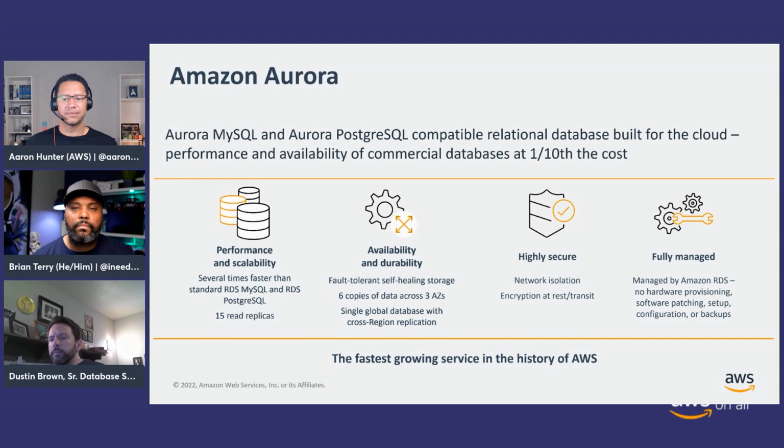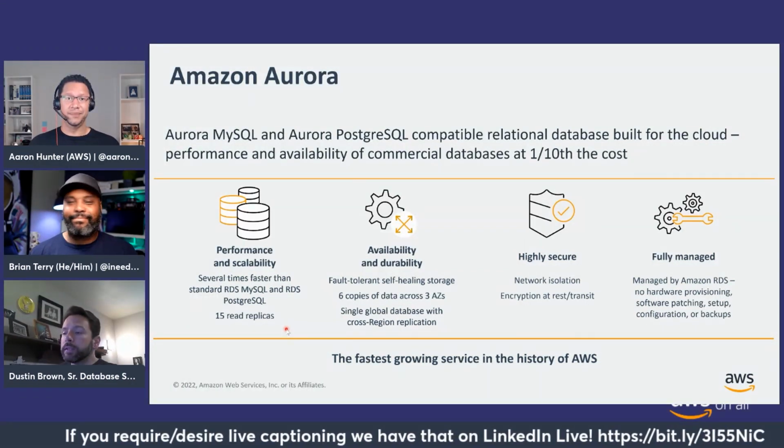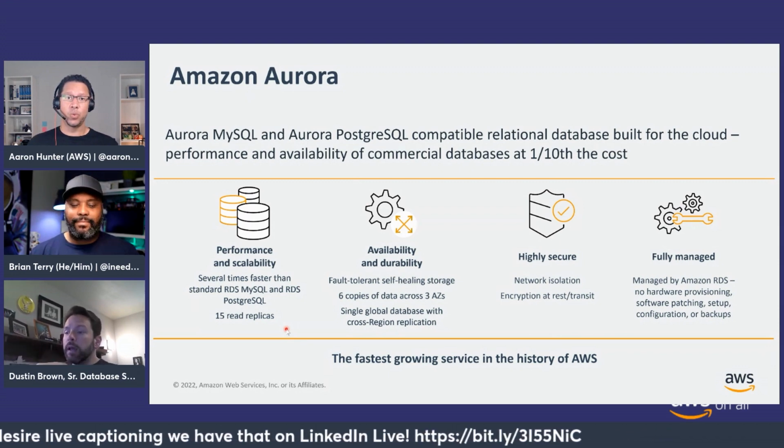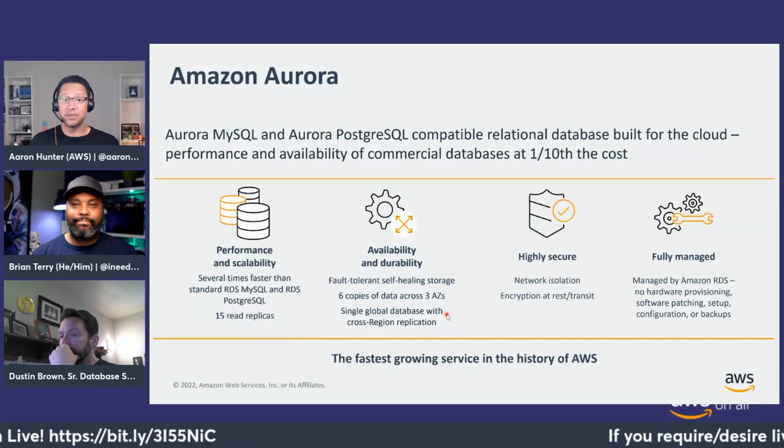You've got your performance and scalability, so you can go several times faster than standard RDS MySQL and RDS PostgreSQL. We're going to talk about that. You can have up to 15 different read replicas with point-and-click, near instant access. You also get highly available, fault-tolerant, self-healing storage, which we're going to go over in depth in a minute or two. And those read replicas are scaled across multiple availability zones. In Aurora, we're actually copying the data 6 times over across at least 3 availability zones, which helps with performance and high availability to make sure our application is available.